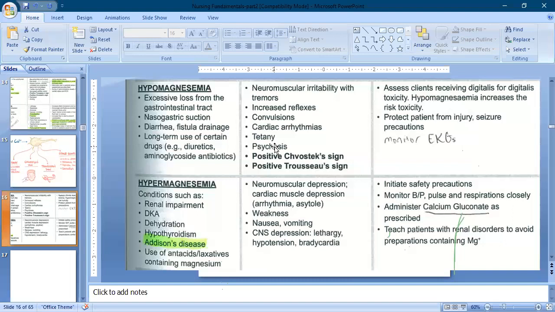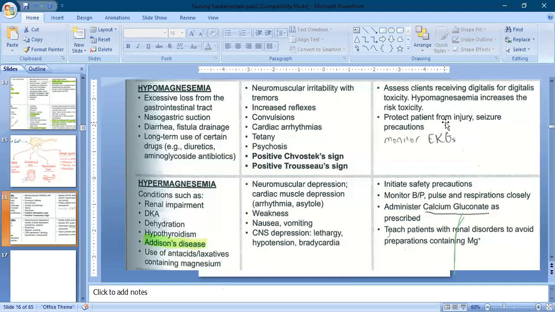If your patient has hypomagnesemia, you have to take care of them, right? We increase the fluid intake high in magnesium, or we provide supplements like oral magnesium or calcium. We have to protect the patient from injury and institute seizure precautions.